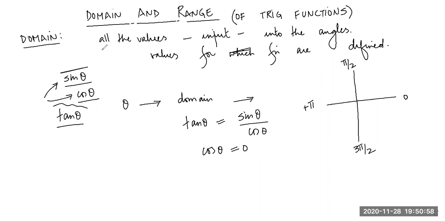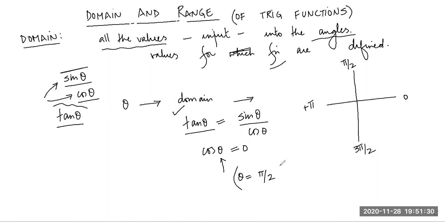tan theta will not be defined. So I'm talking about all the values of angles for which functions are defined. That means for a particular value of theta, tan theta is not defined. Why? Because if I divide sine theta by 0, it will give me an error, not defined. Now let's see for which value of theta tan theta is not defined. Yes, Ishma, can you tell? When theta would be 90, perfectly right.